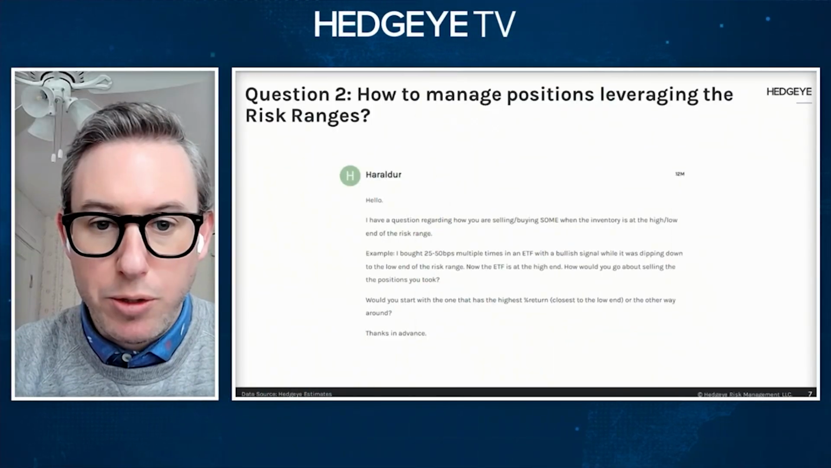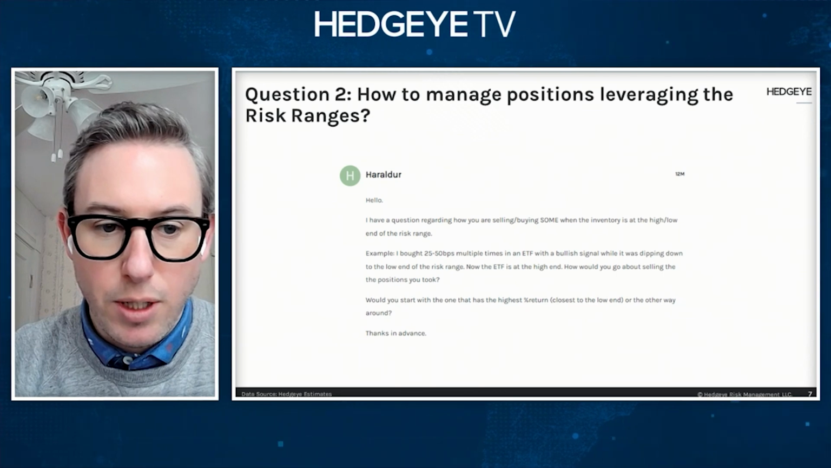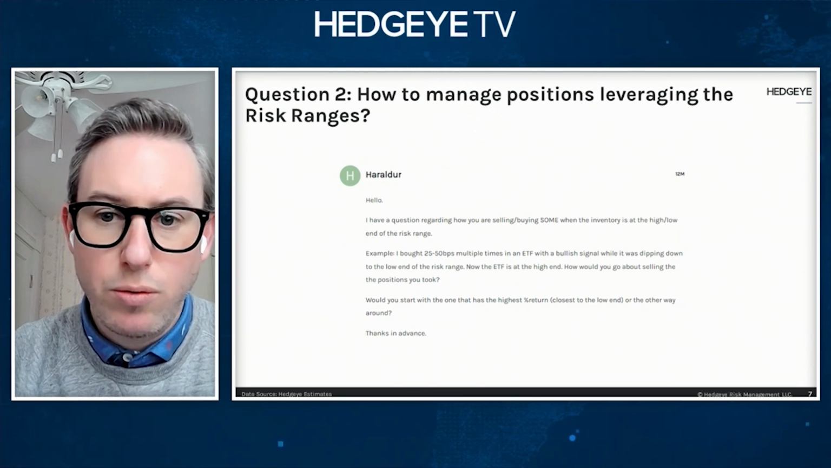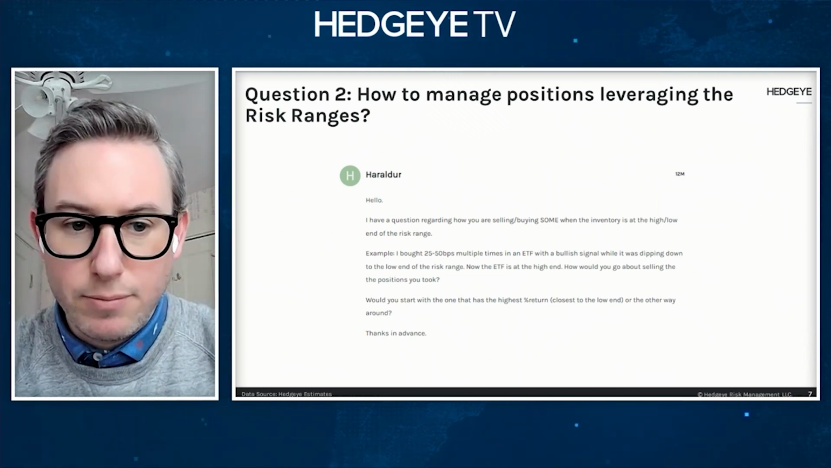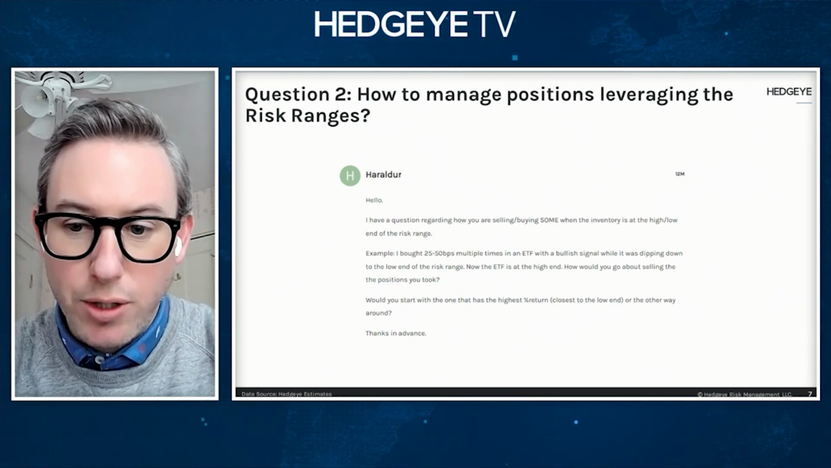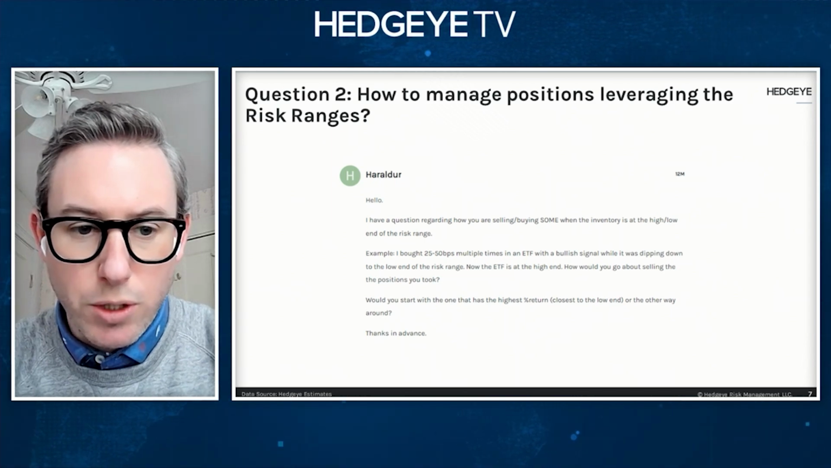How to manage positions, leveraging the risk ranges. So there's actually two questions here, or two parts. One is from Heralder. I may have butchered that, buddy. Sorry, man. But again, how do you think about adding to or subtracting within the risk range? And then the other question was actually from the macro show.